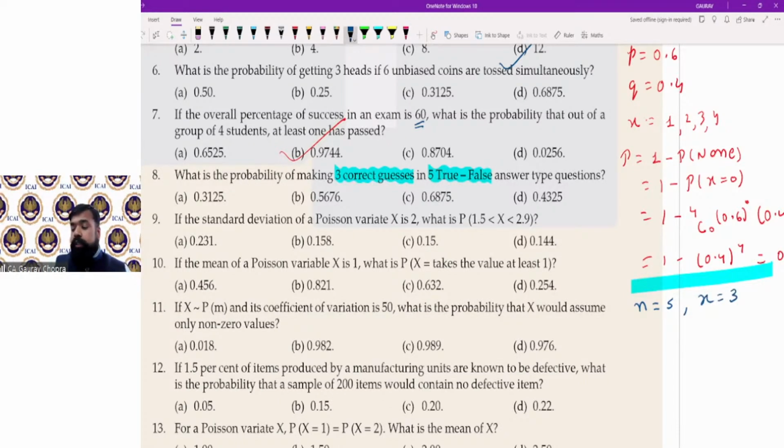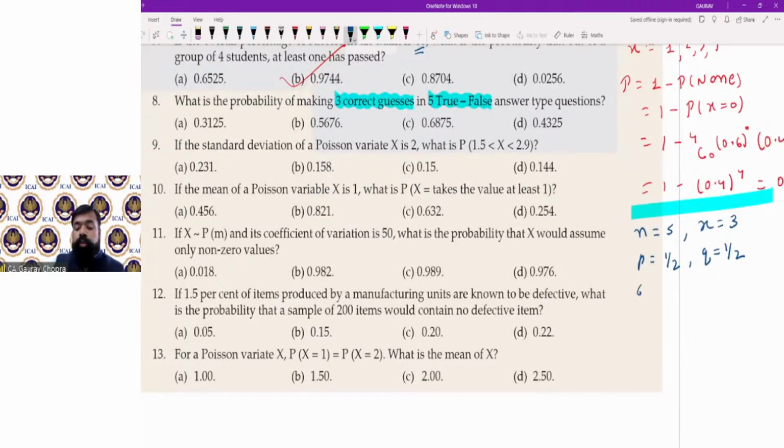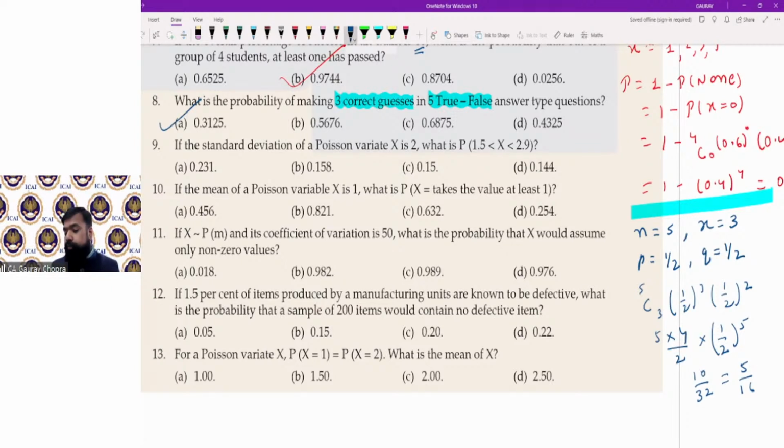Then true false answer type questions. So probability of giving true answer is half and false answer is also half. Now apply the formula and get the result. So 5C3, 1 by 2 to the power of 3 and 1 by 2 to the power of 2. So you will get 5 into 4 upon 2 multiplied by 1 by 2 to the power of 5. So 10 upon 32, or you will get 5 by 16, so 0.3125. This will be your answer. Option number A. This is correct.